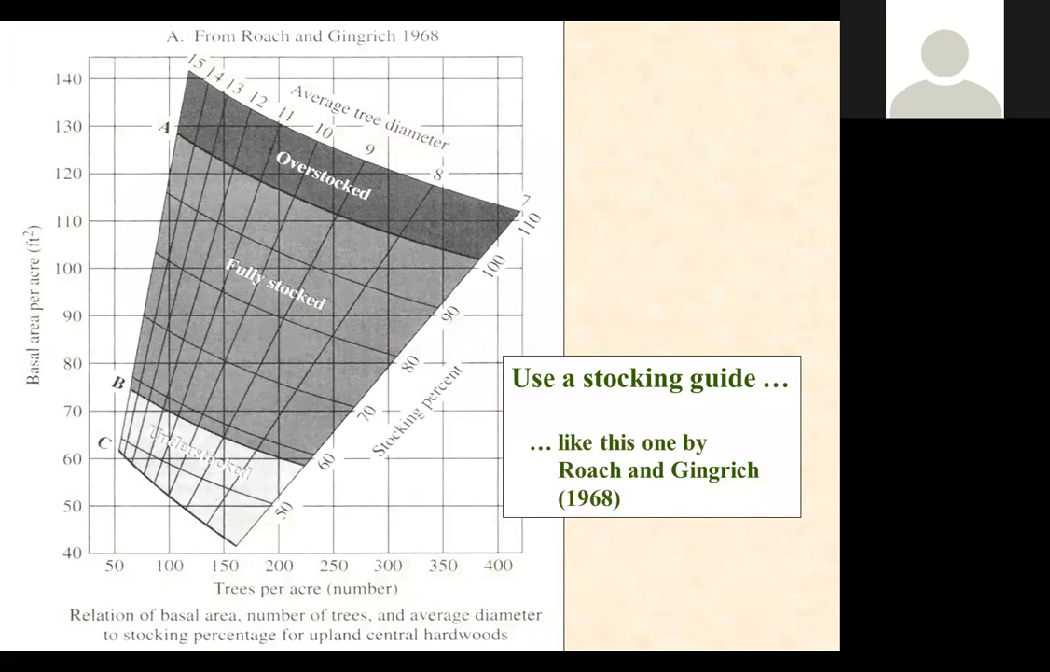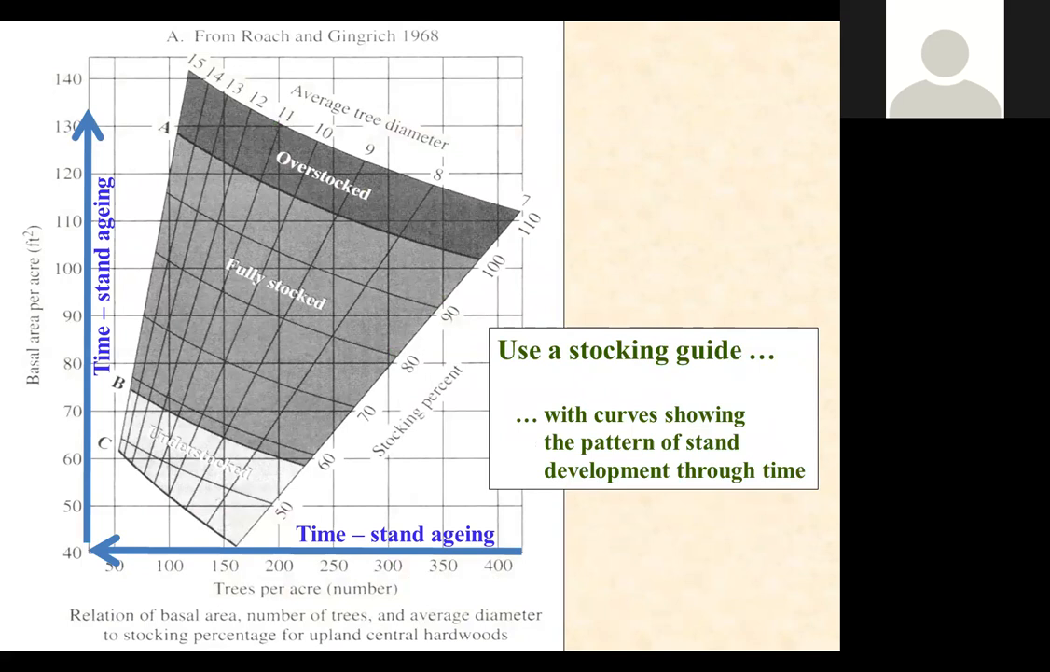So let's examine this. The vertical line represents an increase in basal area within the stand, and hence as the basal area increases from bottom to top, the stand is aging. They use numbers of trees per acre as a surrogate for stand age. So stands age from right to left, high numbers of trees at early ages, low numbers of trees at old ages. And on that curve, you see a bunch of lines.